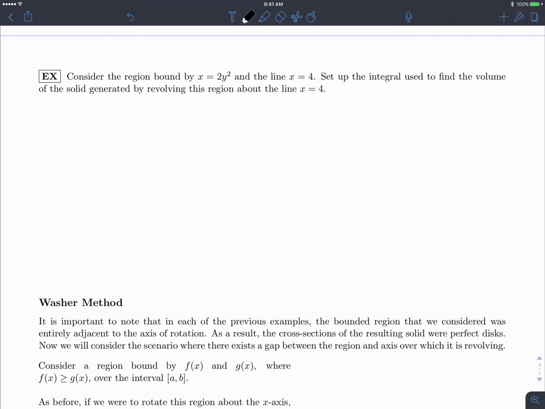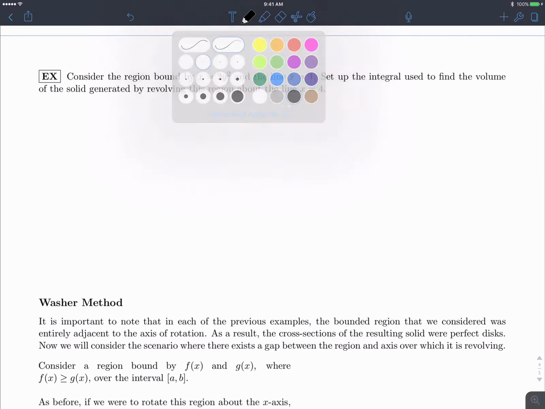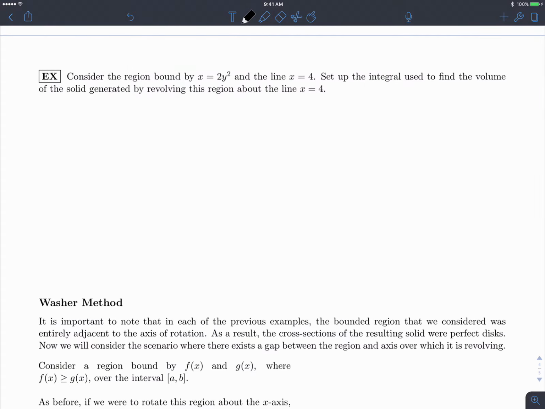So in this case, we're going to consider the region bound by x equals 2y squared. So now we know this is a tipped over parabola like before, and the line x equals 4. And we're going to set up the integral used to find the volume if we revolve it around the line x equals 4. So let's get a little bit of a sketch going on over here.